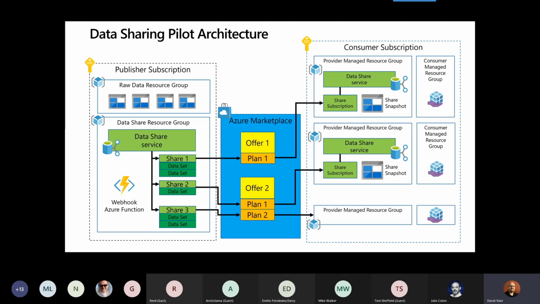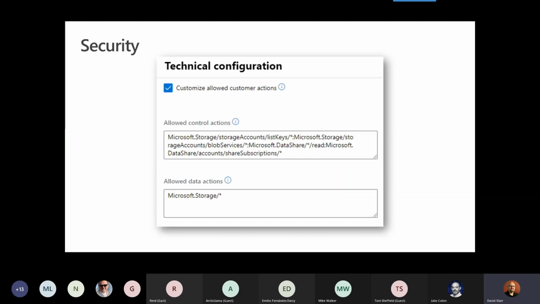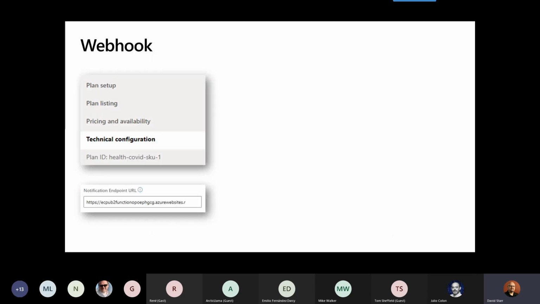All right, so there we go. Let's move on past that. Oh, we've already seen the technical configuration here because I walked through it. So I'll let that go. Here's an example of that notification endpoint URL that we saw on the technical configuration page.